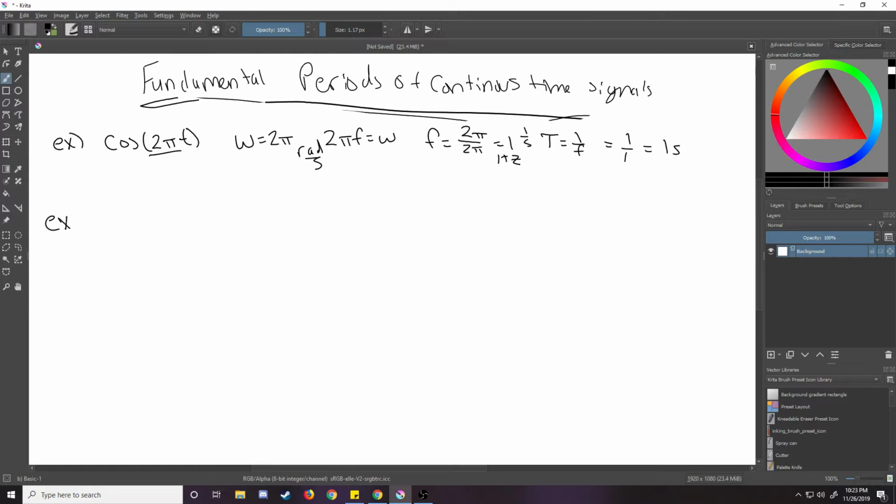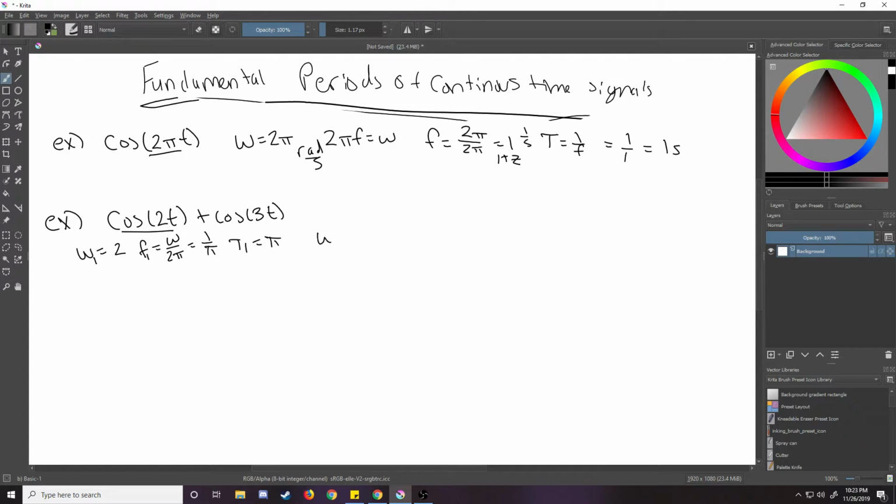Then the next example is going to be cosine of 2t plus cosine of 3t. First, start with the first term. W is going to be equal to 2. F is going to be equal to W over 2 pi, which is going to be equal to 1 over pi. And T is going to be equal to the inverse of that, just pi.